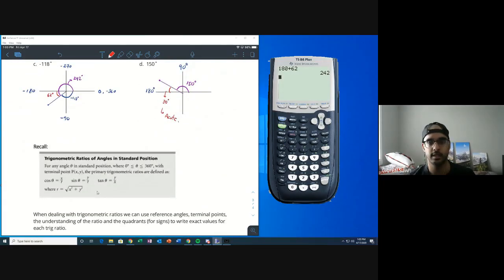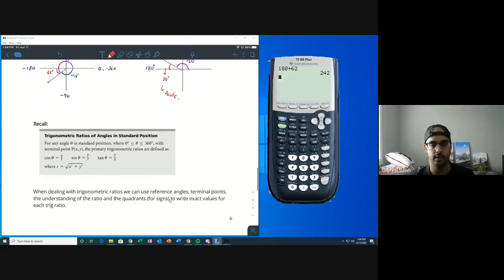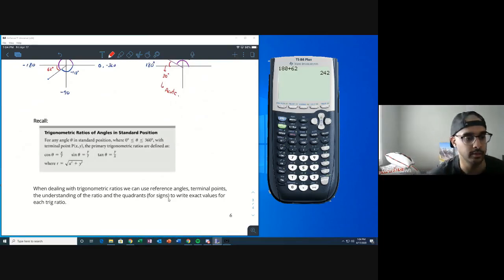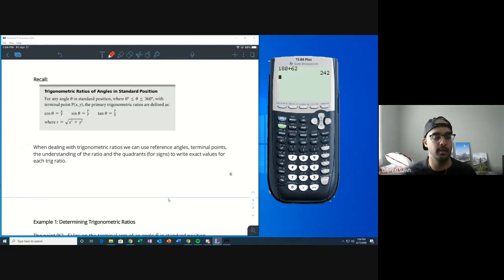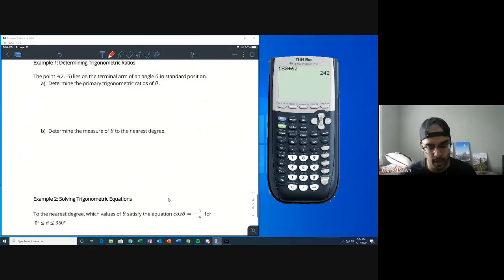Okay, you have the same little summary here like you did in the last lesson, which talked about cosine, sine, tangent, and the length of your terminal arm, which we wrote was r. When dealing with those trig ratios, you can use reference angles, terminal points, and the understanding of the ratio and quadrants for those signs to write exact values. So now we're going to get into things where my terminal arm might be in a quadrant where something is negative. Okay, so the point 2, -5 lies on the terminal arm of angle theta in standard position. Determine the primary trig ratios of theta.